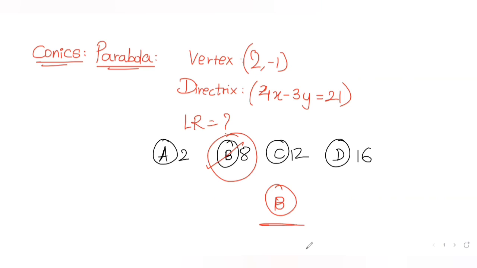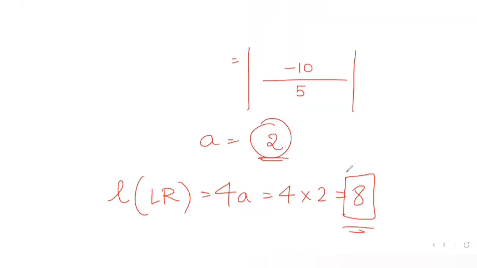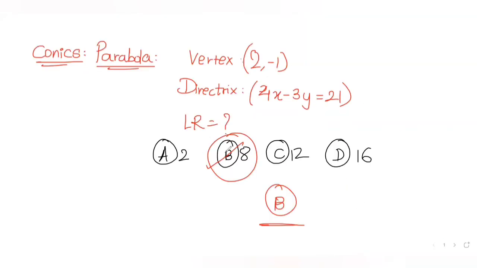I hope you understood how to solve this type of question. It was a pretty easy question. We just needed to know the concepts properly. We found the perpendicular distance of the vertex from the directrix. From that, I got a, and once I got a, I know the length of latus rectum is just 4 times a. That gave me the answer as 8, and that makes option B the correct option here. I hope you have understood how to solve this question.